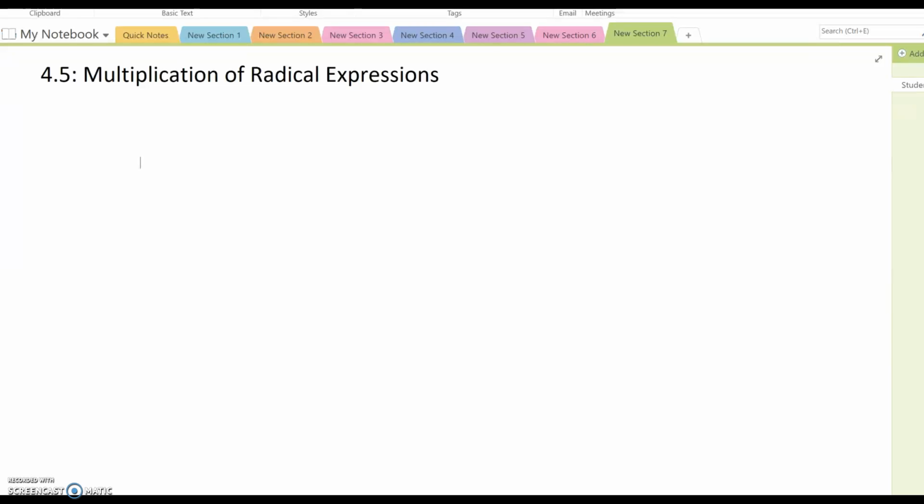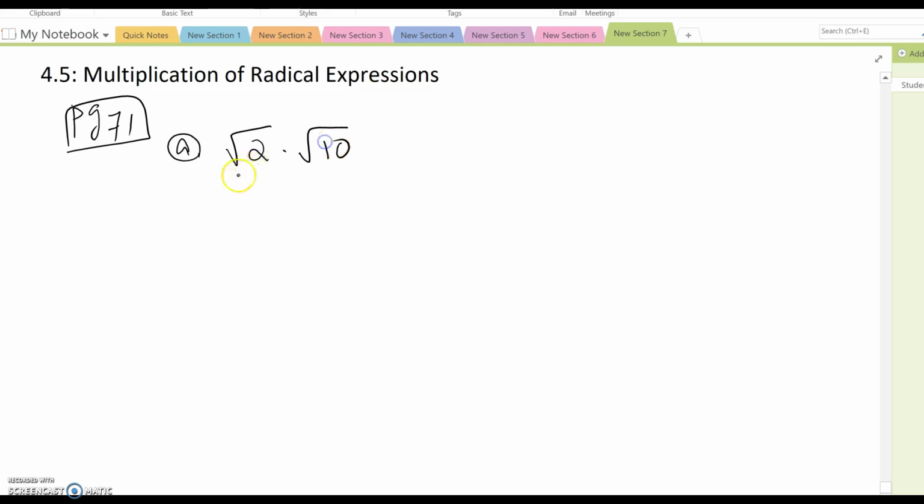4.5 Multiplication of radical expressions. So let's look at page 71. Letter A first. You will see that root 2 times root 10. So this answer will be root 20.